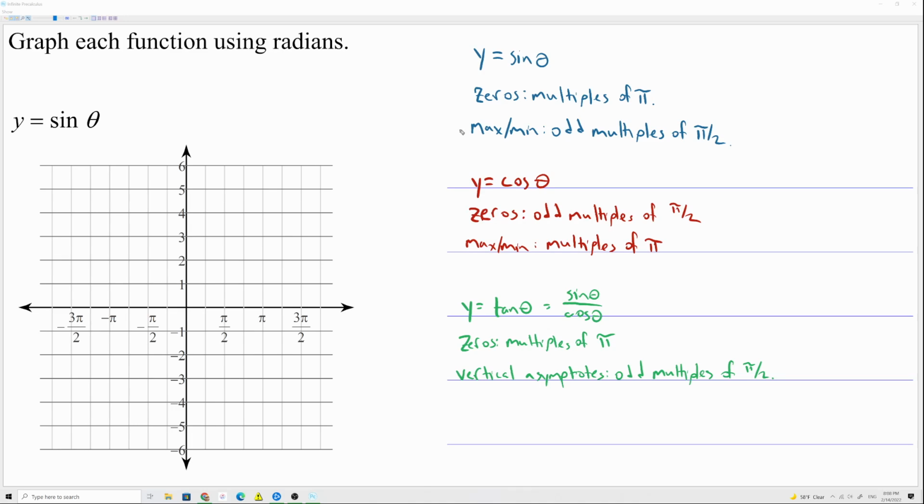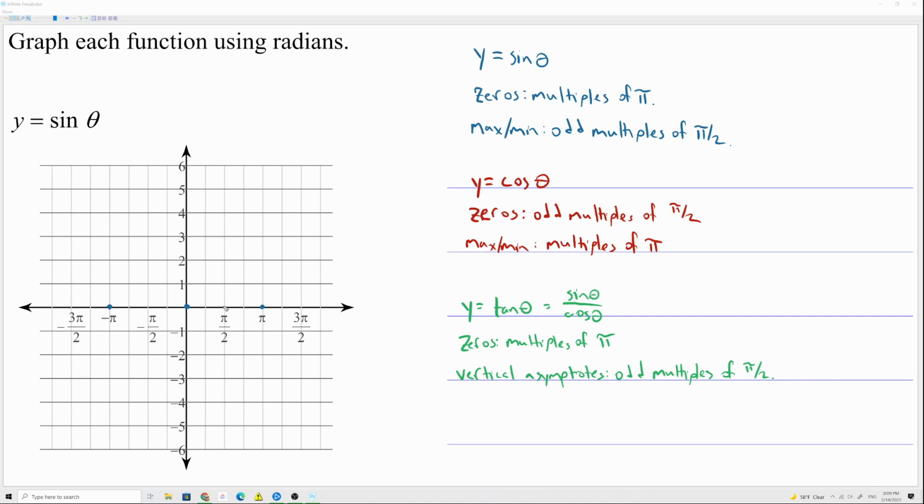So we piece this together, and the graph is as follows. I'll put in the zeros of the sine function first, so at all of the multiples of pi. So 0 is a multiple of pi, pi is a multiple of pi, and there's not enough room to get 2 pi. 2 pi would be over here. Negative pi, that's a multiple of pi.